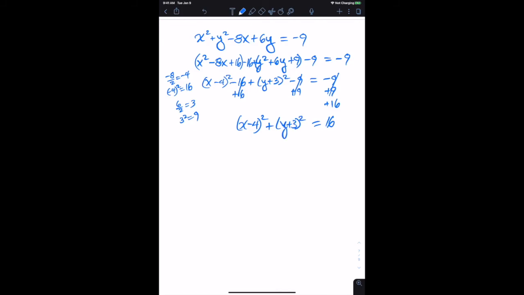Do you recognize it? h is equal to 4, k is equal to negative 3. This is the equation of a circle with a center at 4, negative 3. And the radius is the square root of 16, that's 4. This is the equation of a circle. And we'll be talking about that as we get further into talking about the quadratic equation in two variables.